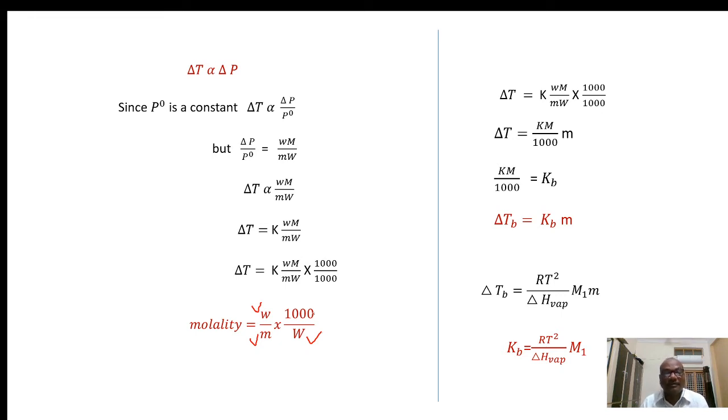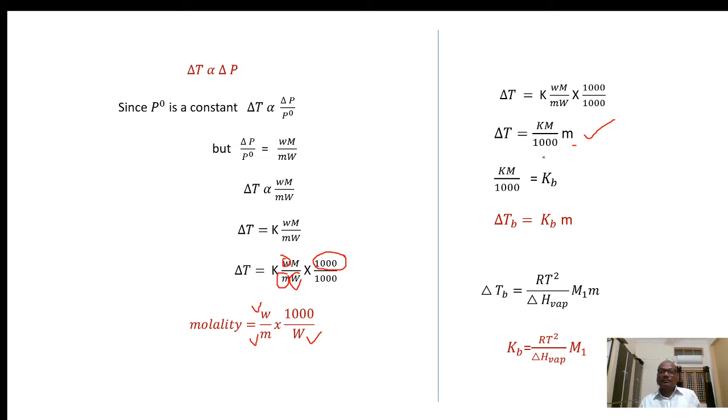This is the formula for molality. Now you see in this equation, small w, small m, capital W, and 1000. The rounded off all terms represent what? Molality. So instead of these, we can write small m. If you write small m for these, delta T is equal to K into m by 1000 into small m. What are the remaining terms? K into m divided by 1000 into small m.